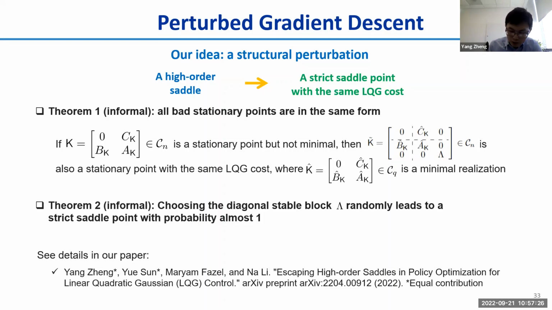And right now, suppose we do this perturbation first, and then we are at a strict saddle point. Then we can apply the standard perturbed gradient descent. So basically, we combine a structural perturbation in the LQG problem with standard perturbed gradient descent. Then we can escape quickly.